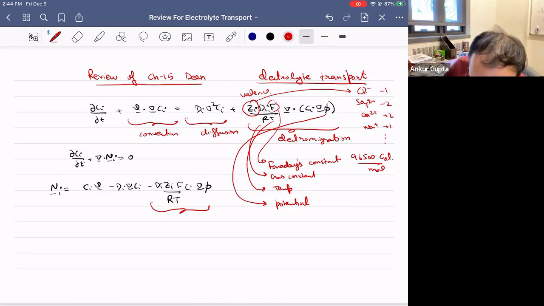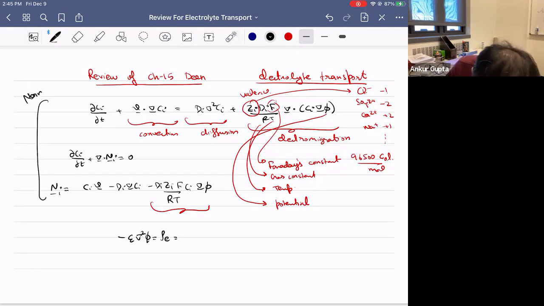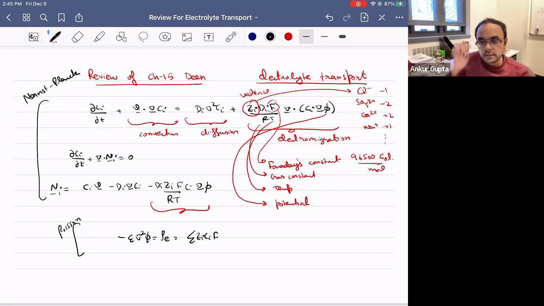So we need to close the system of equations, and that's where the Nernst-Planck equation comes in. This is the Poisson equation, and these are called the Nernst-Planck equations. And this is summation Zi Ci F. Basically, you take the full charge per unit volume, and that's how you can get the full equation. So that's the basic equation, and these are together called Poisson-Nernst-Planck.